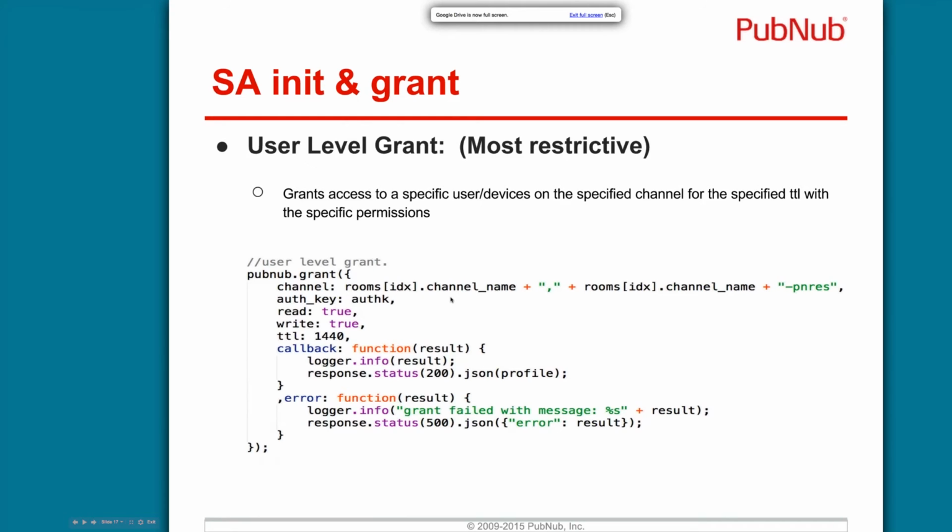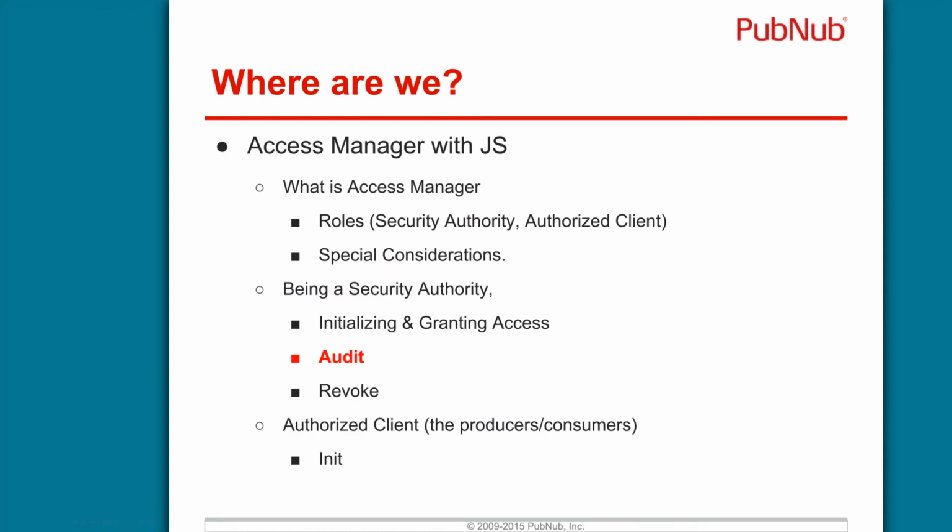All right, so just to recap on that, user level grant is the most restrictive. You pass in a channel and an auth key. That's what makes it a user level grant. You can pass a comma delimited list of channels to the grant call as a way to grant access to multiple channels at one time. So if your user is going to have access to, say, 10 or 20 channels, you can pass those in as a comma delimited list.